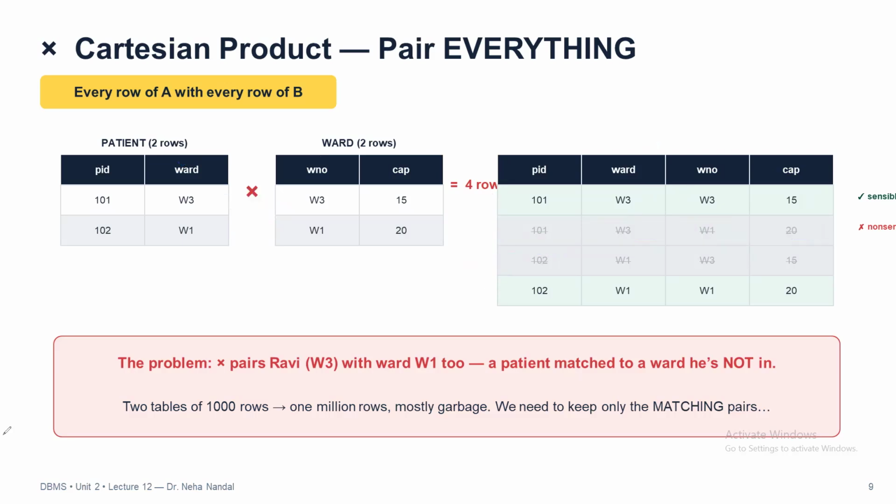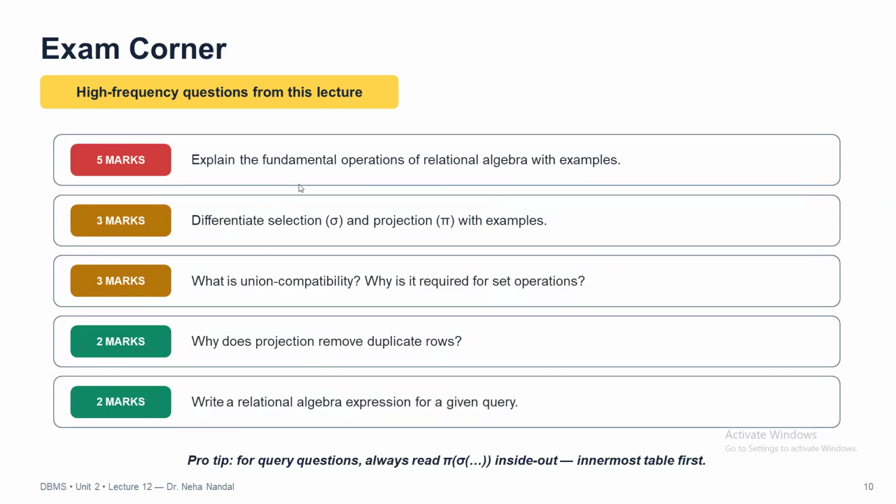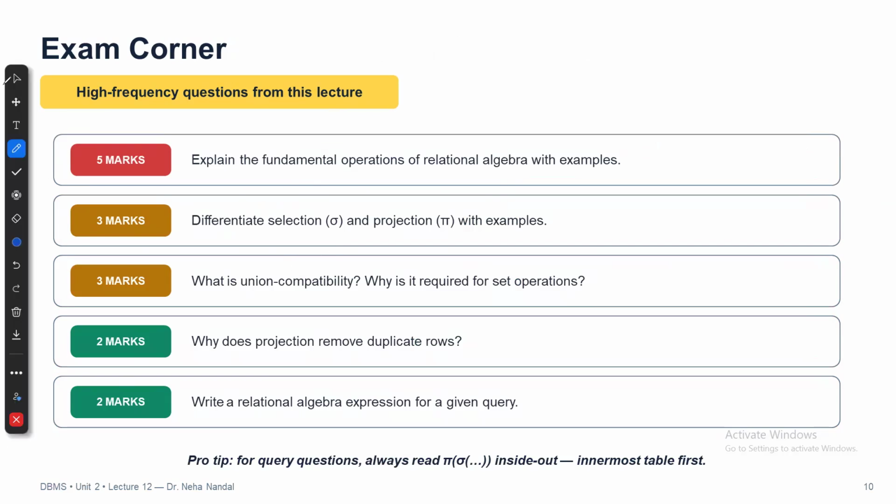Now, from the exam point of view, these are certain questions that can be asked. Explain the fundamental operations of relational algebra with example. Difference between selection and projection. What is the union compatibility rule? Why is it required for set operations? Why does projection remove duplicate rows? Write a relational algebra expression for a given query. Please make a note of these questions. Try to answer them, drop a comment, and discuss with me.